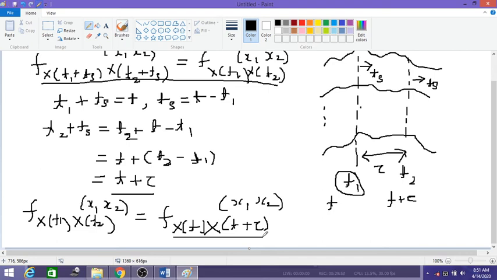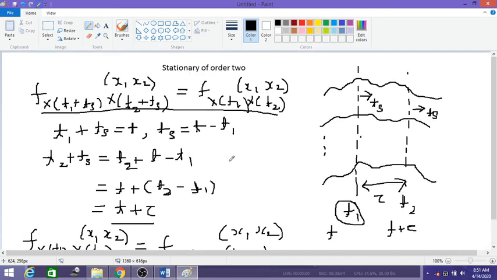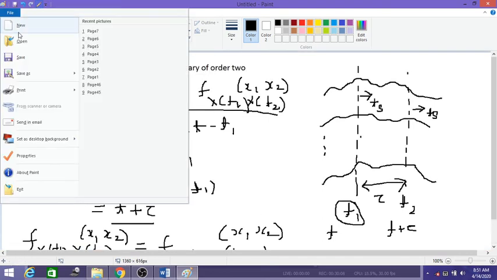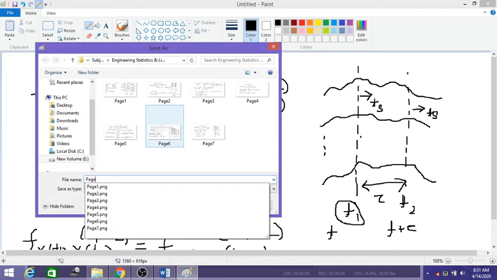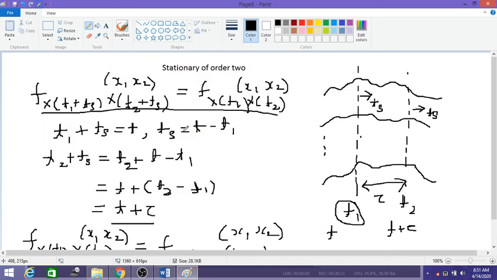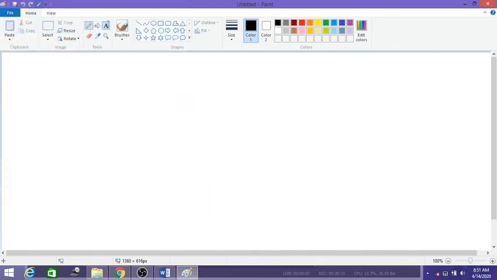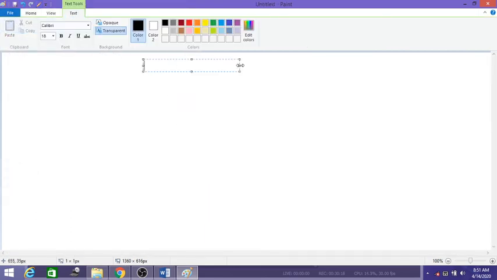Now let us talk about wide sense stationary random process. So let me save this page here. Let me call this page 8. Let me get a new page. So let us talk about wide sense stationary random process.